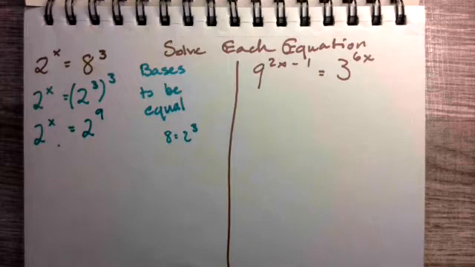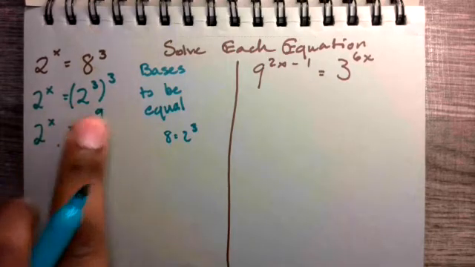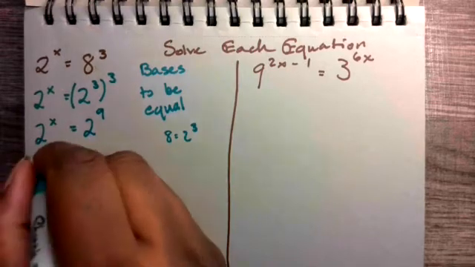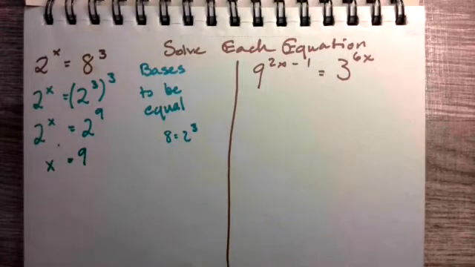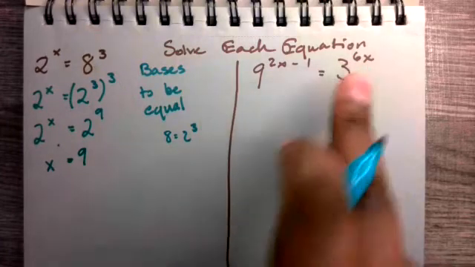Now let's think about it. If the bases are the same, then we know that the exponents have to be the same. Therefore, x equals 9. And it's as simple as that. Let's do this problem over here.